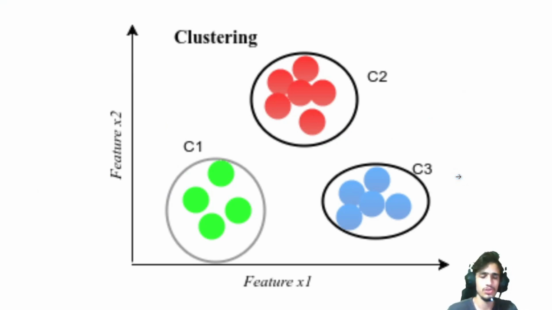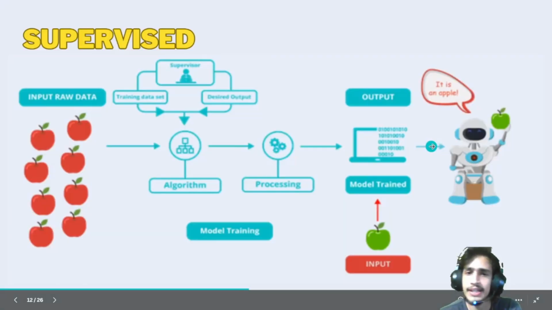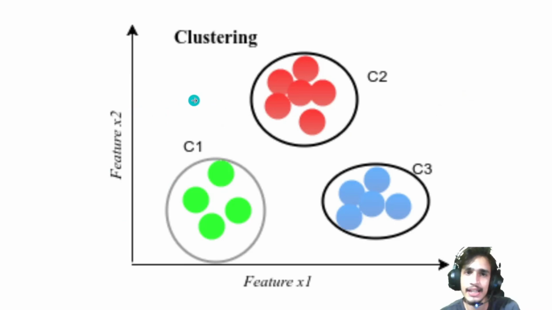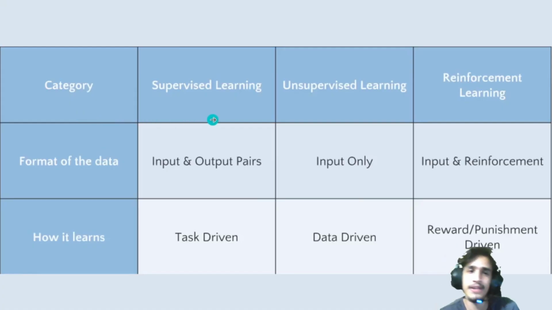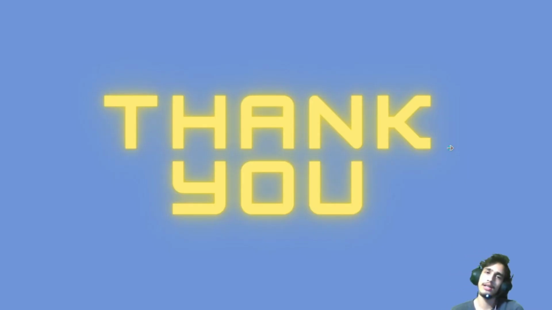So these were the types of machine learning. For revision, basically machine learning is of three types: supervised, unsupervised, and reinforcement learning, and we can also divide it into three other things: regression, classification, and clustering. But basically, if we talk about the types of machine learning, then we generally talk about supervised learning, unsupervised learning, and reinforcement learning. So this was the video on the types of machine learning.